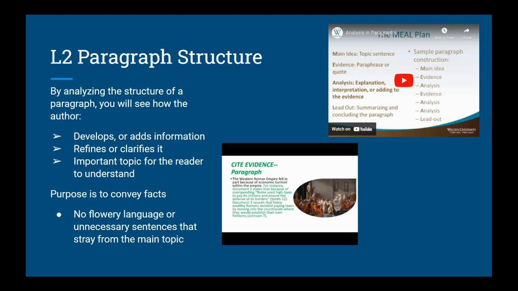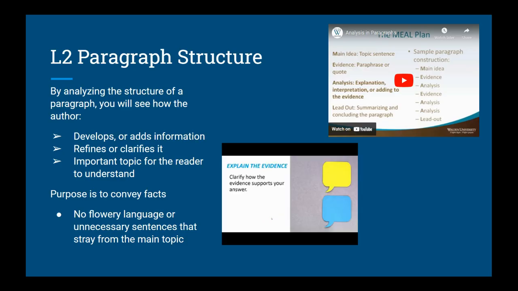Now, these are just made up names. Smith and Johnson are two of the most common names in the United States. And so that's just to show you how this works. The next part is to explain the evidence. And here's where we want to clarify how the evidence supports our answer.